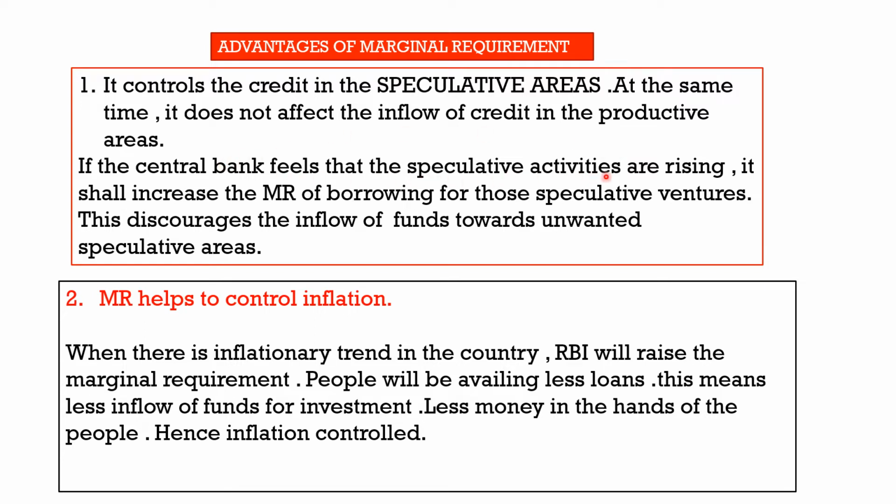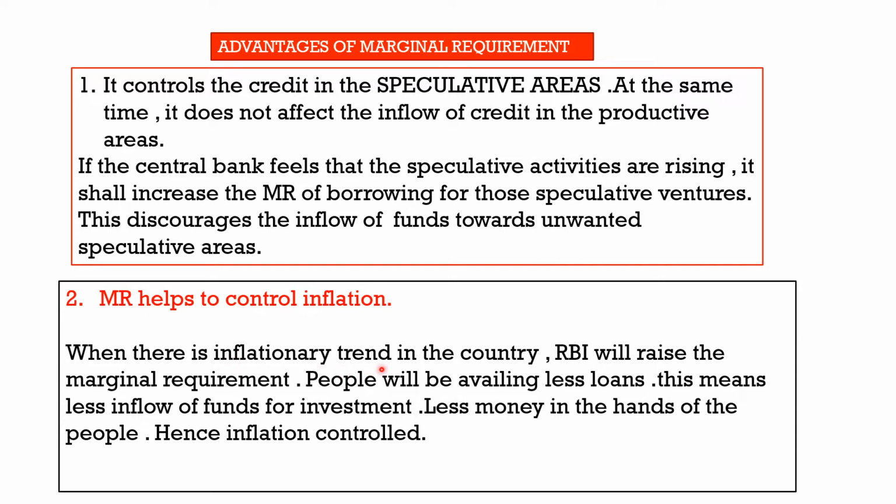If the central bank feels that the speculative activities are rising and the trade in those activities is increasing, it shall increase the marginal requirement of borrowing for these speculative ventures. This discourages the inflow of funds towards unwanted speculative areas where people stand a high chance of losing. No doubt they are allured by the profit margin, but it's not good for the people. They stand to lose more than gain. So that is why the banks divert the funds from the speculative areas to the productive areas. Clear.